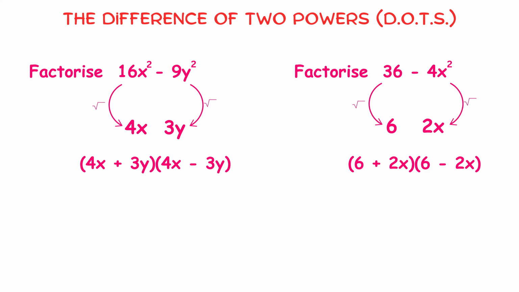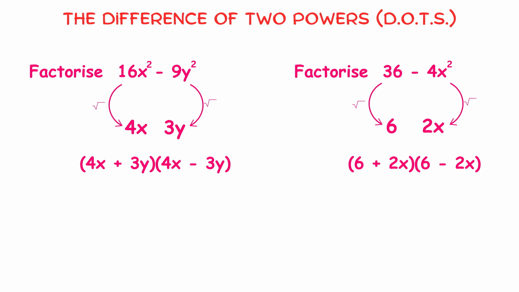This first one, 16x squared minus 9y squared, is a little bit different to the ones we've seen so far because the two terms contain numbers and letters this time. The way we work it out, though, is exactly the same. So the first step is to find the square root of each term. The square root of 16x squared is just 4x because the square root of 16 is 4, and the square root of x squared is x. The same thing works for 9y squared. Its square root is 3y because the root of 9 is 3, and the root of y squared is y. So all that's left is to put 4x and 3y into the two sets of brackets. So 4x plus 3y in the first, and 4x minus 3y in the second.